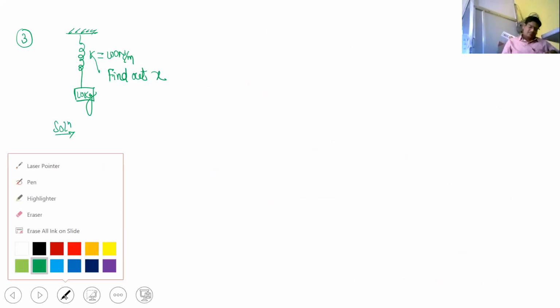So it's like this. This is 10 kg, and the K value is given as 100 Newton per meter. The question is: find out X. So first step, choose the system. The 10 kg block will be my system.